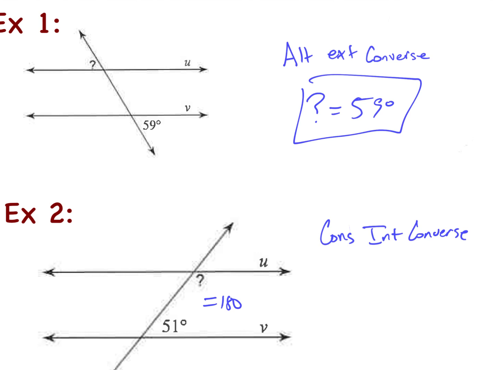So if these got to equal 180 because there's consecutive interior, we do 180 minus 51, and what does that give us? 129. So the question mark equals 129. This is very simple. It's pretty much the same thing like we've been doing. It's just converse instead of theorem. Got 10 minutes left. All right, anybody still getting this? Still copying?